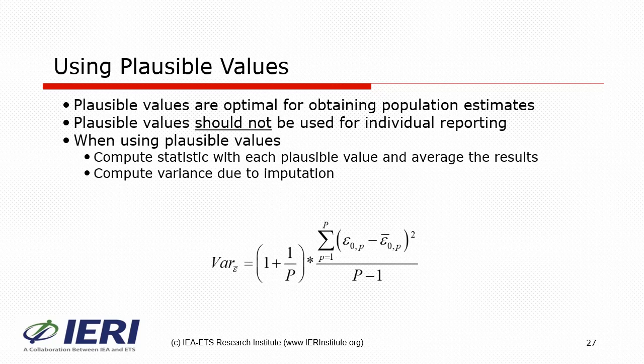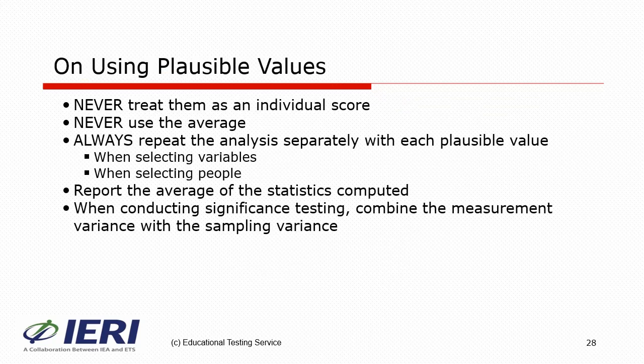When using plausible values, you will need to compute each statistic with each plausible value and average the results, and then compute the variance due to the imputation. Furthermore, when using plausible values, never treat them as an individual score, never use the average. Always repeat the analysis separately with each plausible value when selecting variables and when selecting people, and report the average of the statistics computed across the 10 plausible values. When conducting significance testing, combine the measurement variance with the sampling variance.